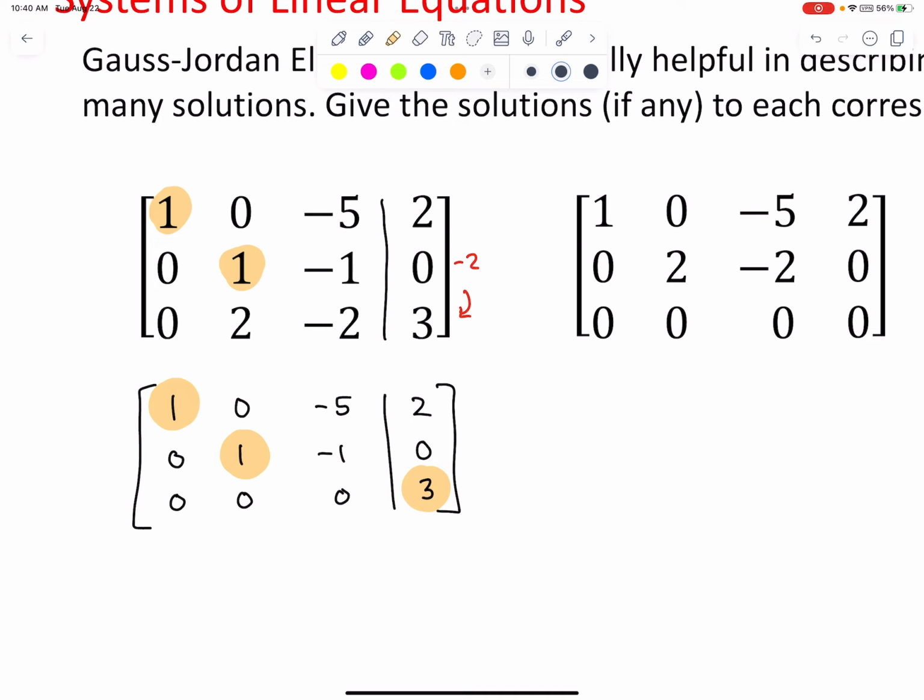The last one's not a 1 yet, so technically this is not yet in RRE form because we need a 1 in that last position. However, I know that I can stop the process right now as far as interpreting solutions because the very last row is all zeros, an equal sign, and then a non-zero.